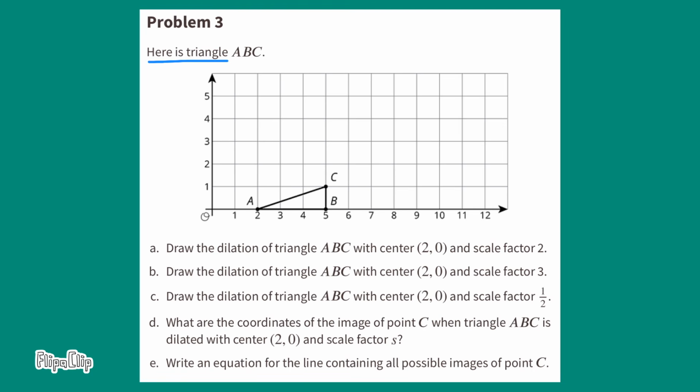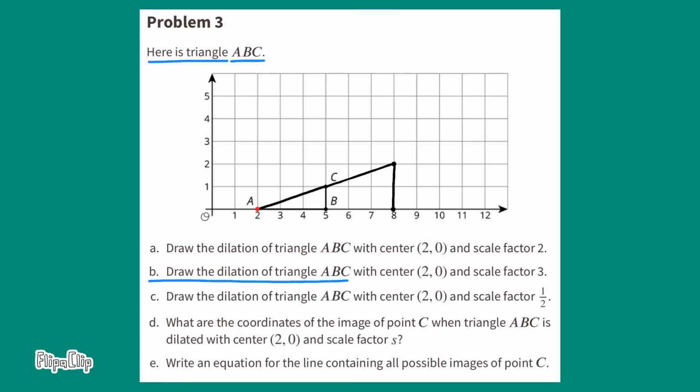Problem number 3. Here is triangle ABC. A. Draw the dilation of triangle ABC with center, coordinates 2, 0, and scale factor 2. To locate the point that represents the center, you'll start at the origin and move 2 spaces or 2 units to the right and 0 units up, and place your center point. To make a dilation of triangle ABC, start at the center point A and extend through point C. Since it's a scale factor of 2, each side length of the triangle will double in length.